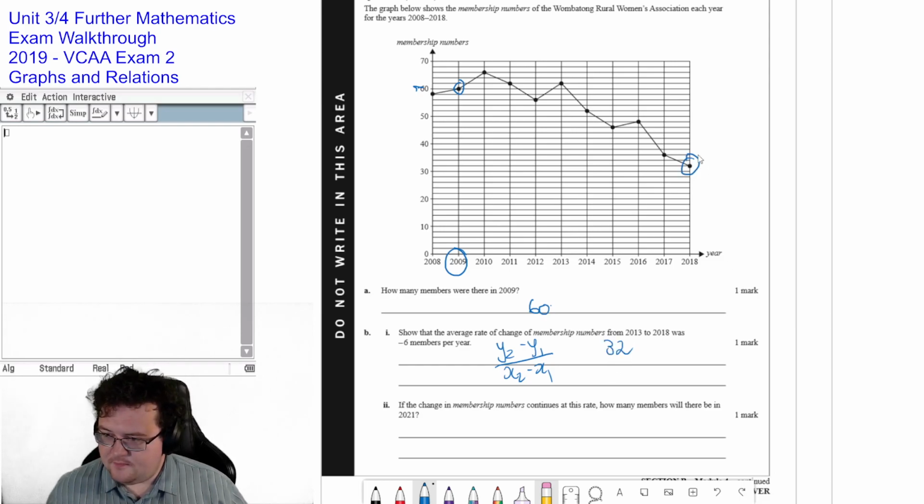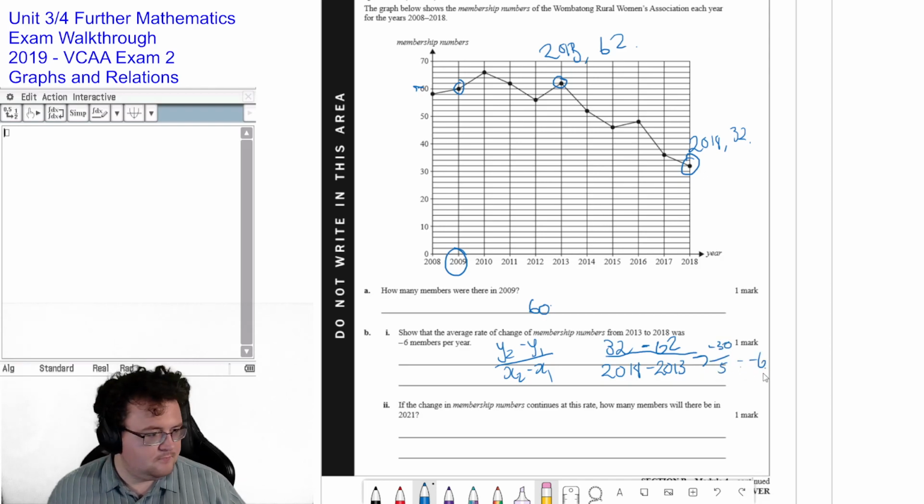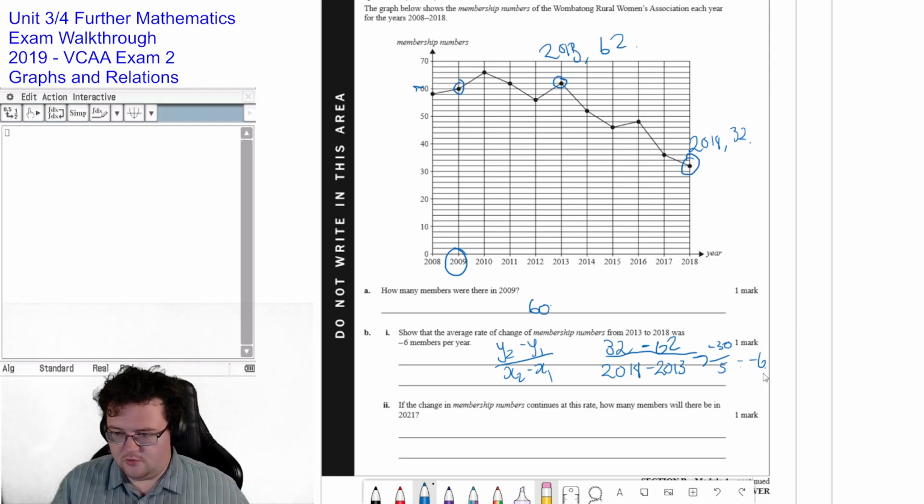It's that there. So it's 2018, comma 32. We want y2, which is that one there, minus at 2013, where it was 62. So that's 2013, comma 62. So it's 32 minus 62 divided by 2018 minus 2013, which is minus 30 over 5, which is minus 6. Shown.